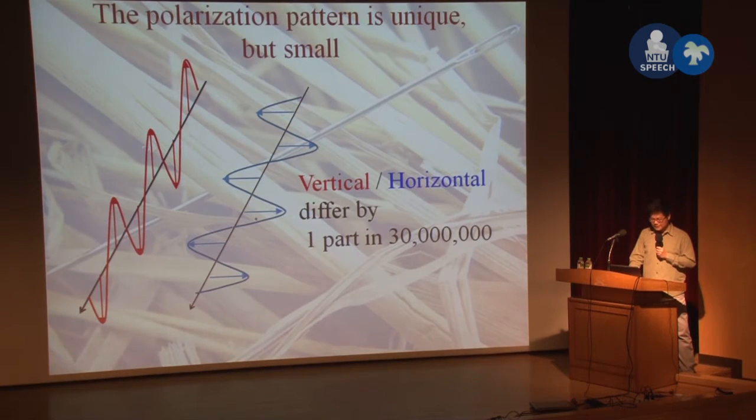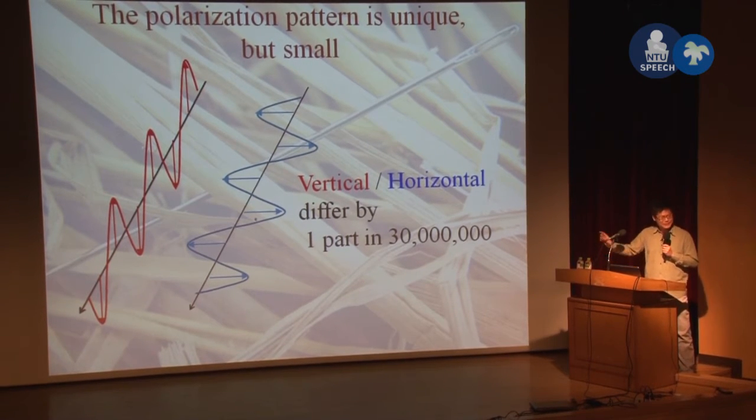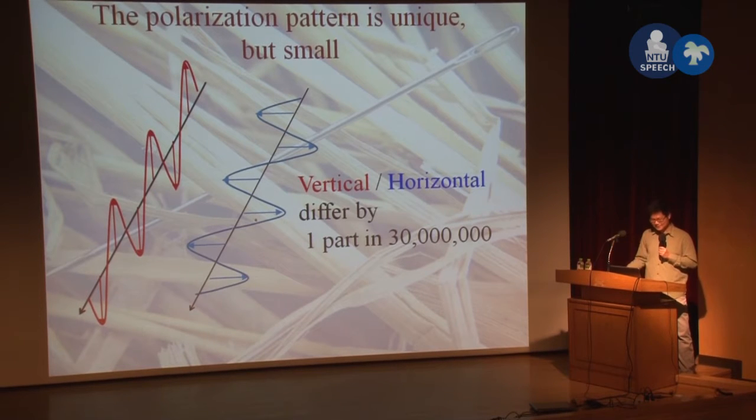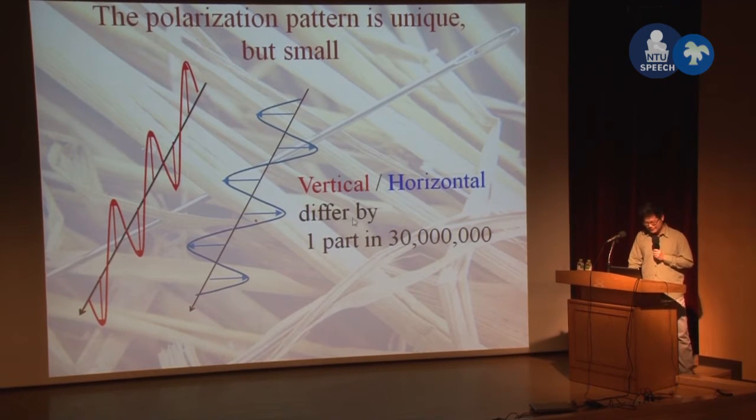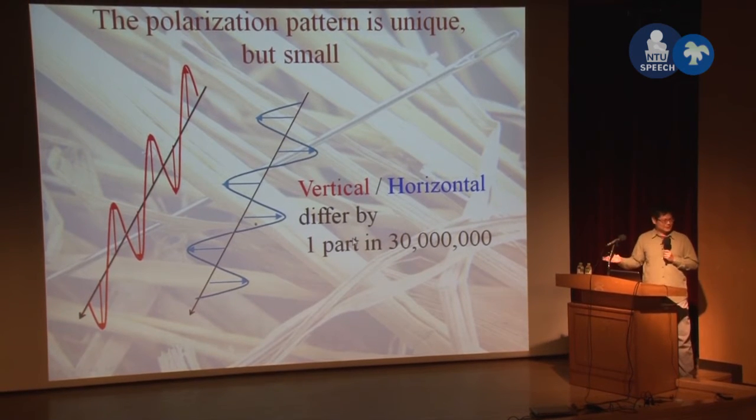So that's very nice, but the polarization pattern is still very small, even though it's unique, okay? So how small? The vertical versus horizontal power is different by 1 part in 30 million, okay? So that's almost by definition an unpolarized light, but this is called B-mode polarization for some reason, even though it's too small to be called polarization, really. But this is the tough task.